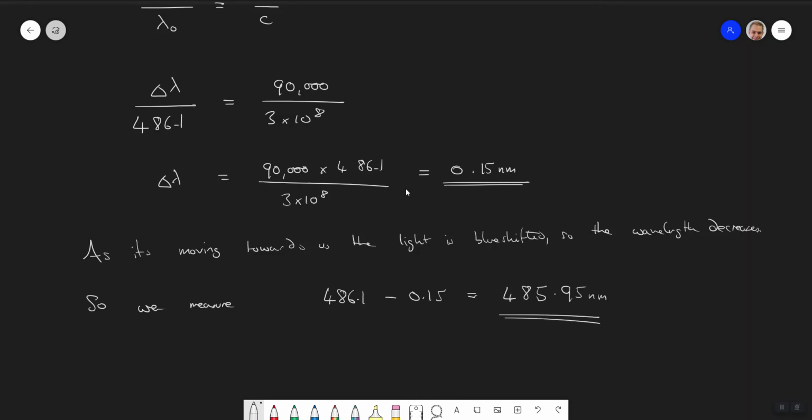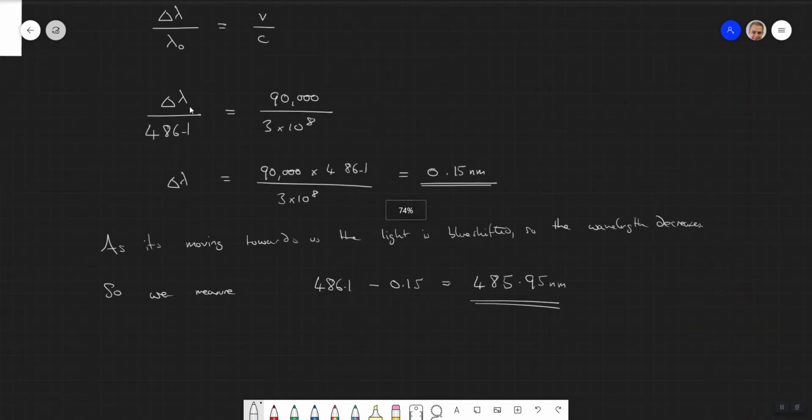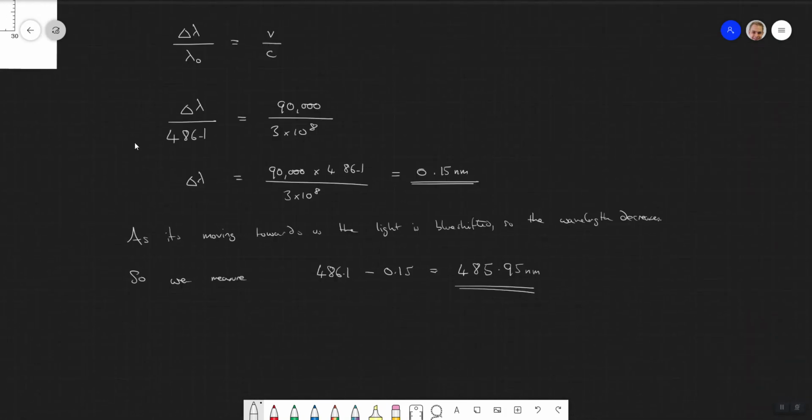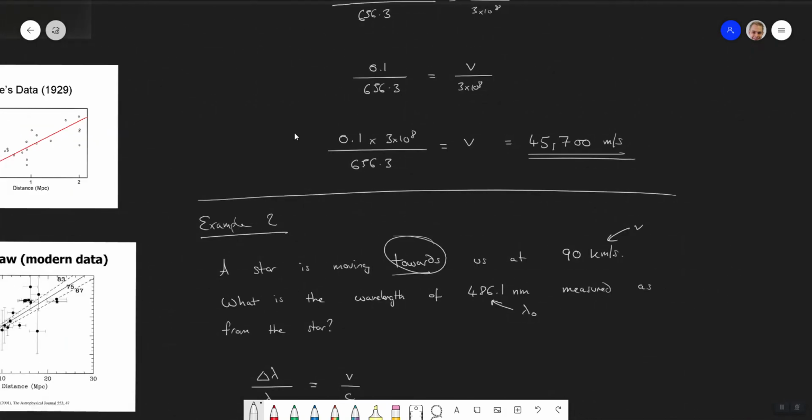Had it been going away, this minus would have been a plus because it would have been redshifted, and we would have measured 486.25. But that is how we can do these calculations. Just important to remember that this change in wavelength is the difference of things. So there we go. That's 2 examples of using this as an equations calculation.